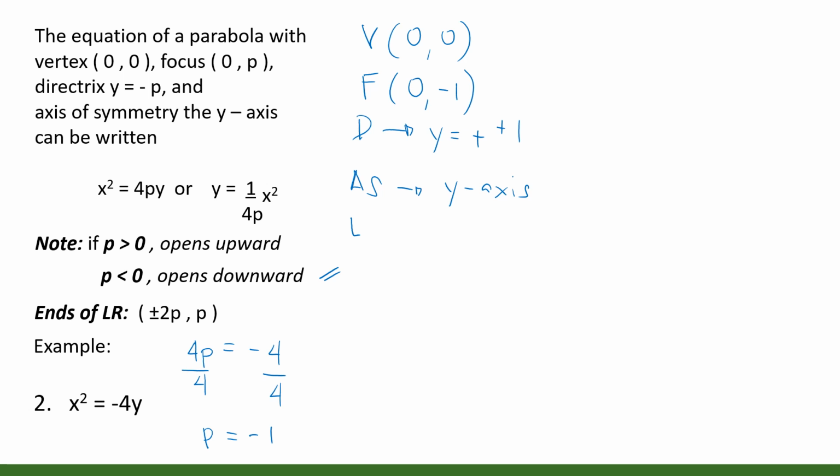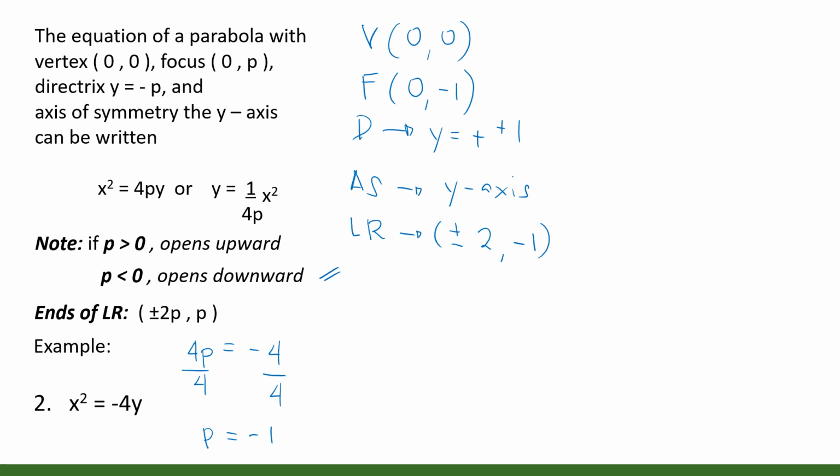And then, the ends of the latus rectum: plus minus 2p. 2 times 1 is 2. And then our p is negative 1. So plus minus 2, negative 1.